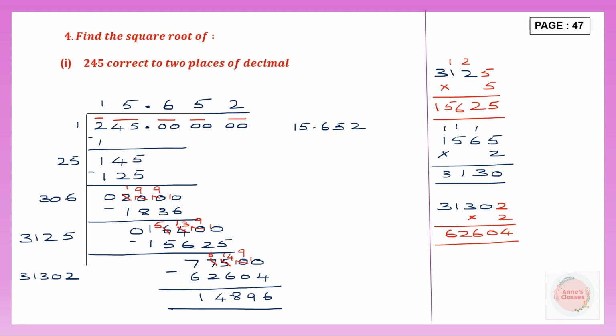So let's write the final answer here, that is 15.65. We don't have to change it anymore because the number next to 5 is less than 5 here. So our final answer, the square root of 245 correct to 2 places of decimal, is 15.65. So children, I hope you understood how to do this. You write it like normal divisions. You continue, and after you put the decimal point, you need to put the zeros in pairs. So again, with a lot of practice, this is going to become very easy.